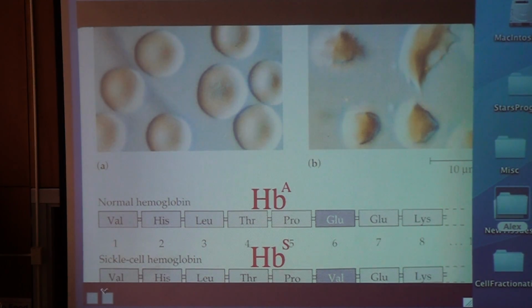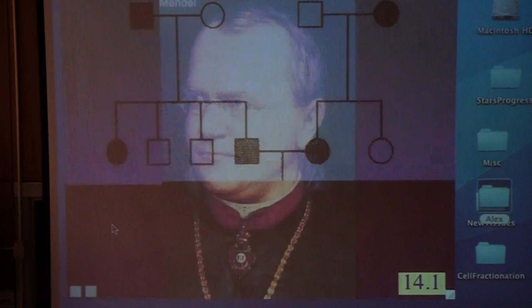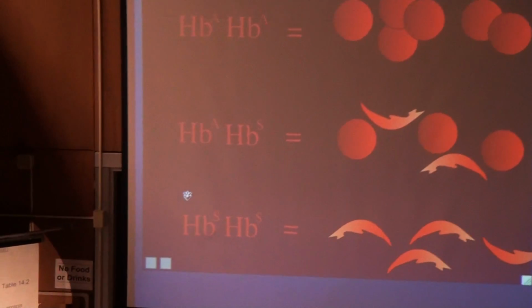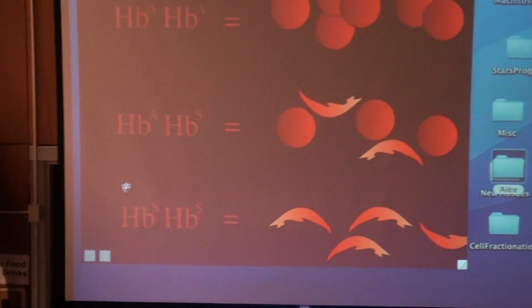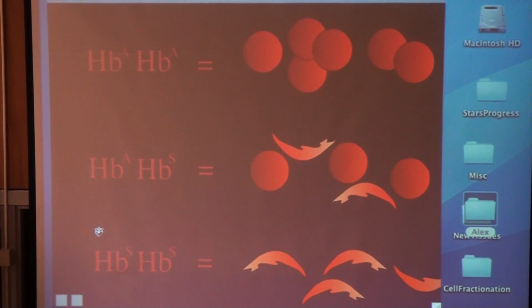All right, so those are the two dominant alleles you can have for this hemoglobin protein. Here's what they look like under the microscope versus the genotype. So these are the genotypes you can have, and these are the phenotypes you can have.